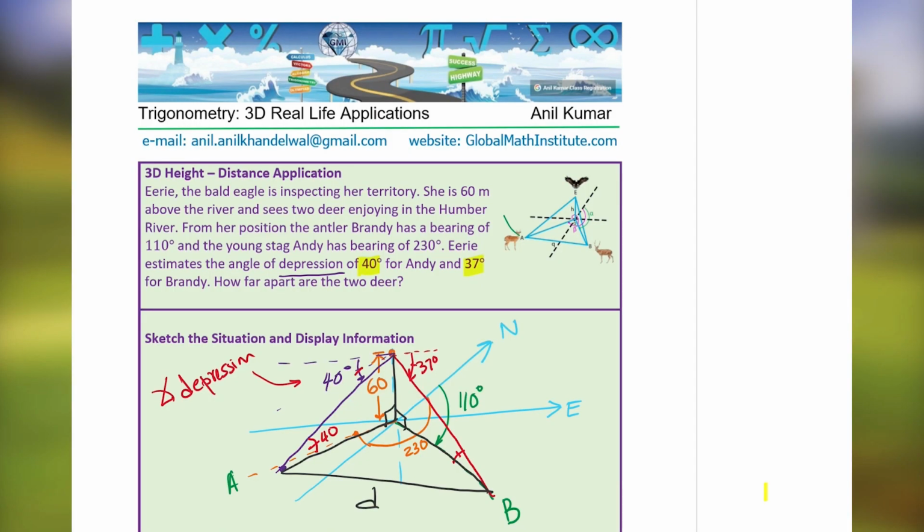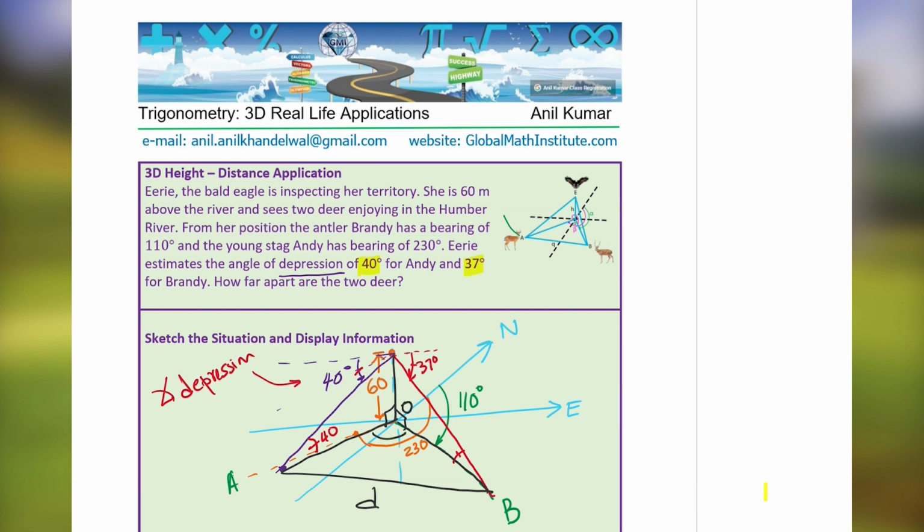What did we do? Well, we first located the bird's position, which was 60 meters above, right? And then we located the position of the two deer using the bearing angles, which were in the horizontal plane. And then we dropped the line, this eyesight line, as the crow flies, which gave us the angles of 40 degrees and 37 degrees. That gave us the exact location of the two deer. Now what do we need to find? Distance between them. Perfect. So let me complete the diagram. I'll just join A to B, and that is the distance D, which we want to calculate.